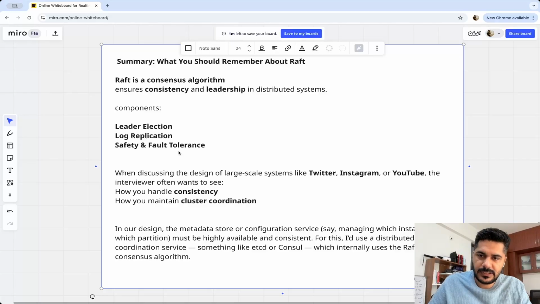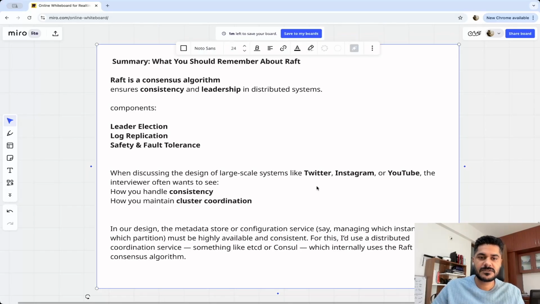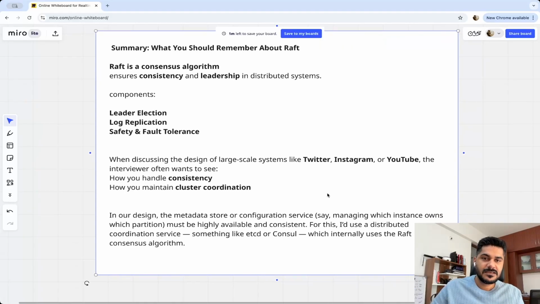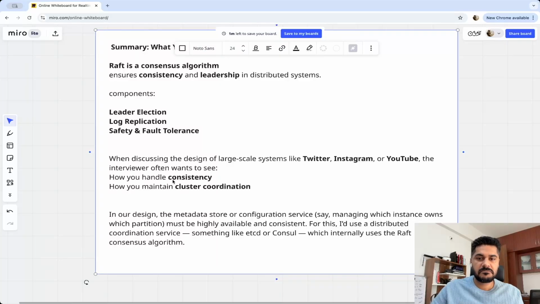Now, there are rare chances that you will be asked about Raft directly. But when you are discussing distributed systems like X, Twitter, Instagram, YouTube, or any other, normally we are actually talking about distributed systems in a design interview. As a senior engineer, you have to talk about how you will provide strong consistency with high availability, right? How is that possible? How will you make sure that it is working in that fashion, plus how will you maintain the coordination between all the nodes.